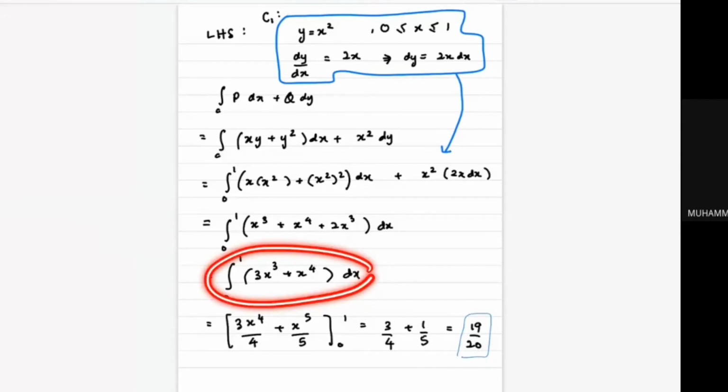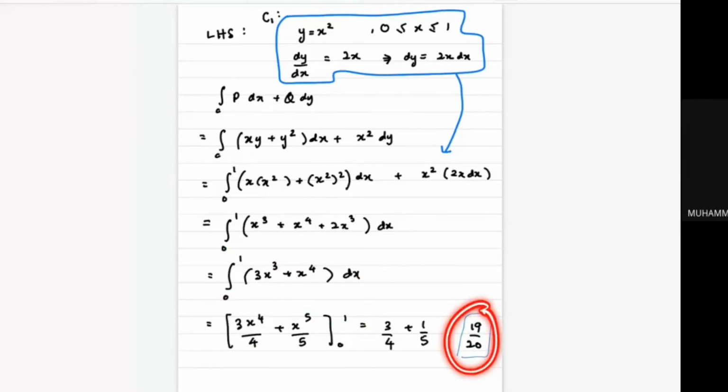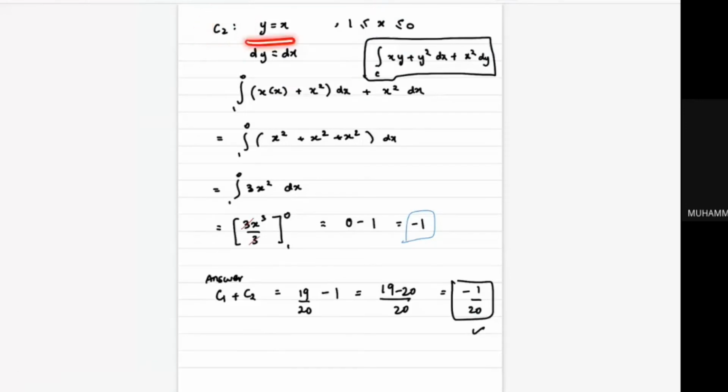Very simple. You get this value and this value, substitute the limit, simplify, then you get 19 over 20. This is only the C1. C1 is 19 over 20. C2 is for line y equal to x. So dy equal to dx. x is from 1 to 0. Substitute into this given function from the question here.